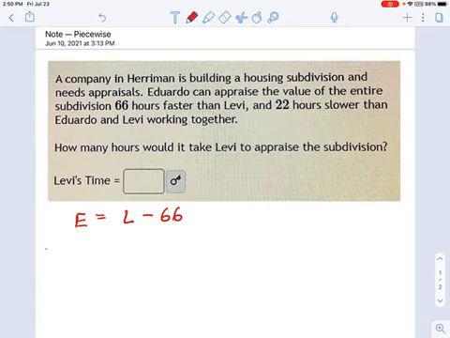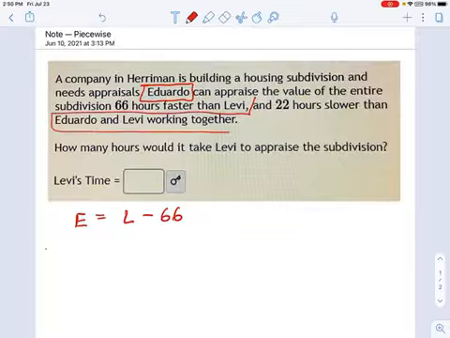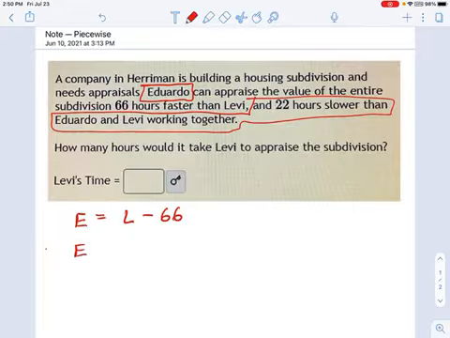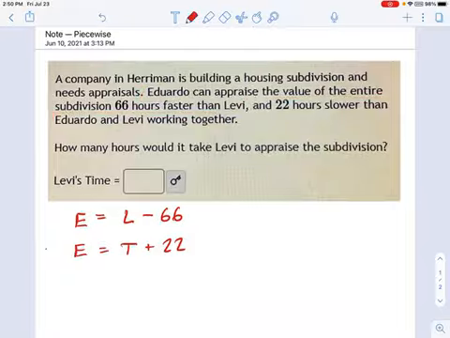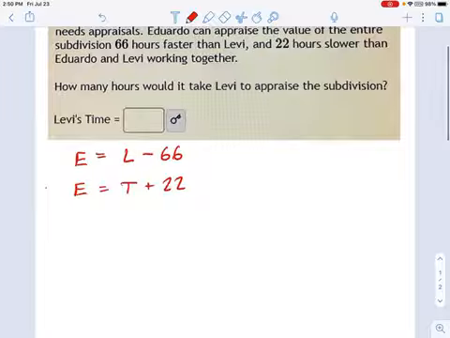And let's take the next statement. Eduardo, we're still talking about Eduardo, and he works 22 hours slower than Levi and Eduardo working together. Okay, so think about that as an equation. Eduardo's time compared to the total time is 22 hours slower, so that's T plus 22. Now, maybe this Levi guy just got his appraisal license and Eduardo's been doing it a long time, so that's the reason for their differences.